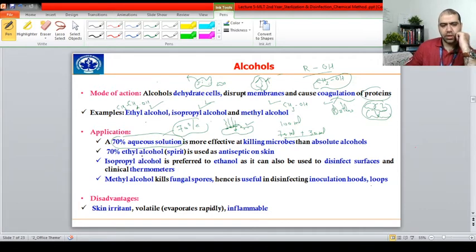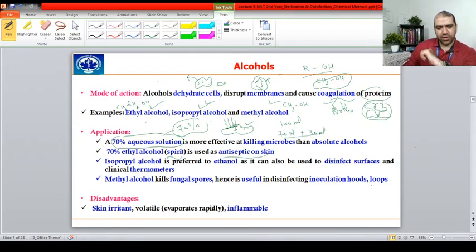Another name for your 70% ethanol is spirit, and it can be used as an antiseptic on the skin. Once you finish your work on the microorganisms, you can just come out of your hood and put some alcohol on your hands. It just acts as a disinfectant, which we are using so much, particularly in this coronavirus time, as antiseptics, or you can say disinfectants.